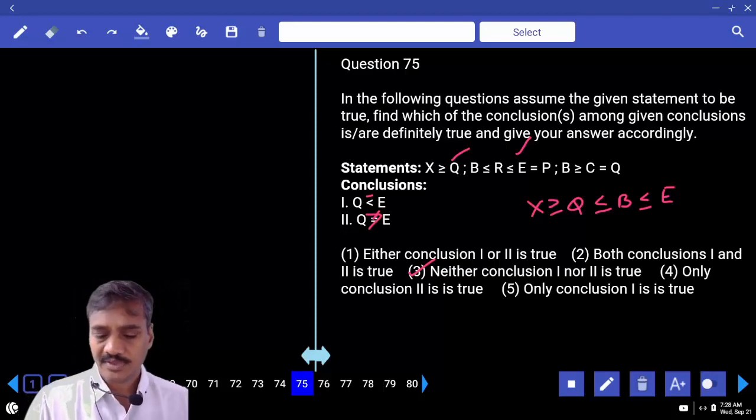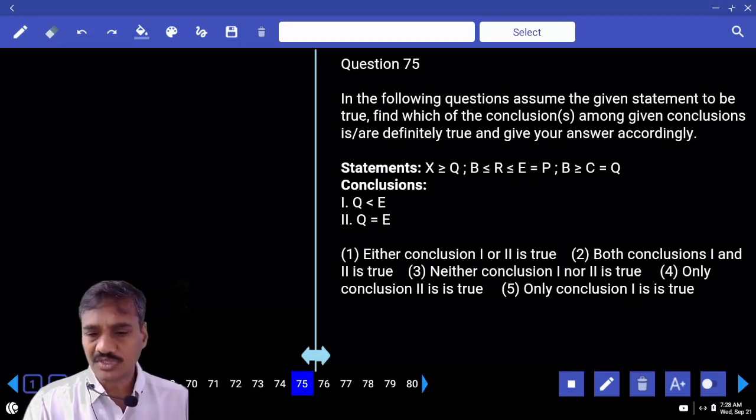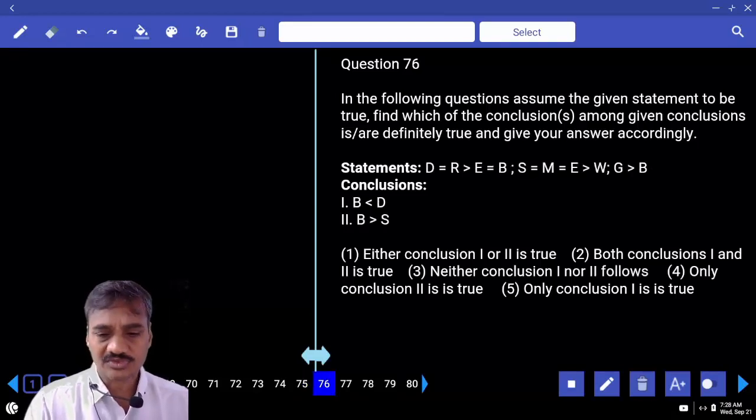Then 75, what is the choice we have? Choice 1. Is it going to be choice 1? There is no chance. The next one is 76.